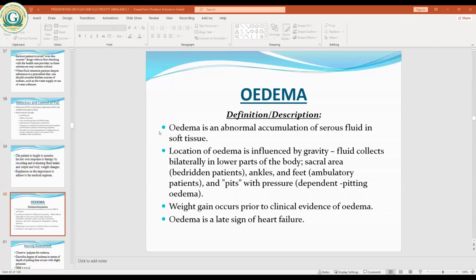So that is it. So in edema, you only have the serous fluid moving into the soft tissues to cause excessive accumulation of fluid in the soft tissue and not the whole of the plasma volume. I hope the explanation is clear now. So location of edema is influenced by gravity, definitely. Once you keep on standing, definitely fluids will be collected in the lower parts of the body.